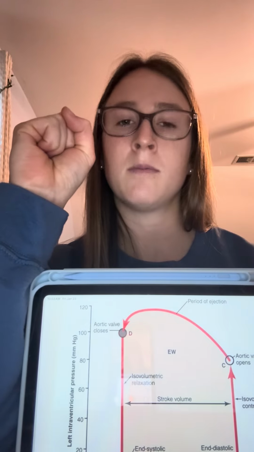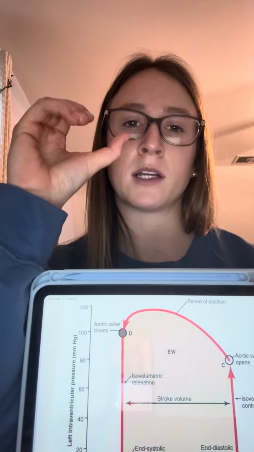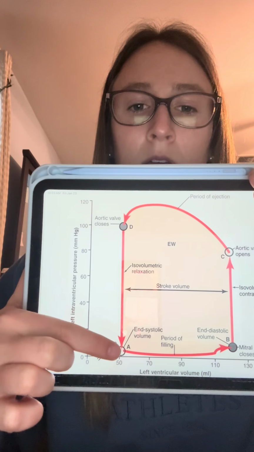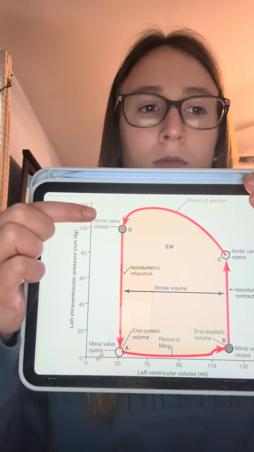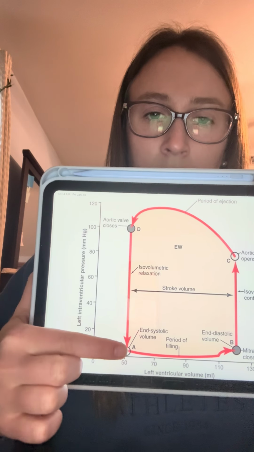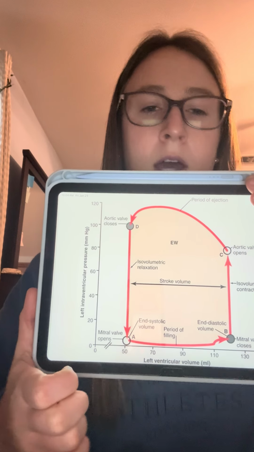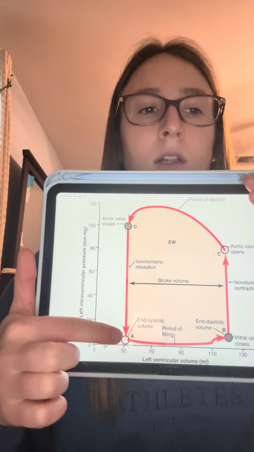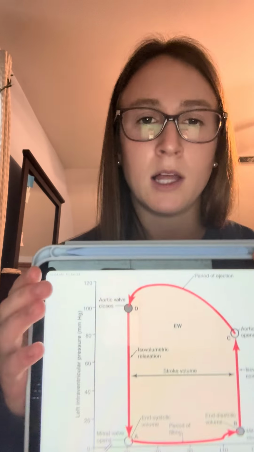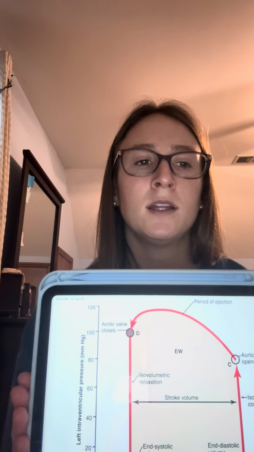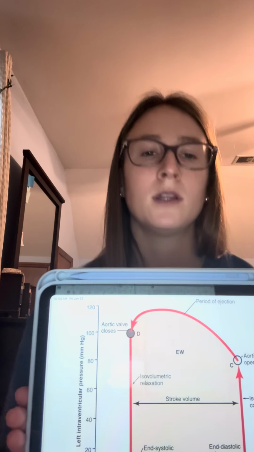So the volume is staying the same, but since the muscles are relaxing, the pressure decreases. So if we look at the loop, we have from D to A. So the pressure is drastically falling while the volume stays consistent. And it will fall until the left ventricle pressure is less than the left atrium pressure. So at the end of this phase, the mitral valve will open and the cycle will just repeat.